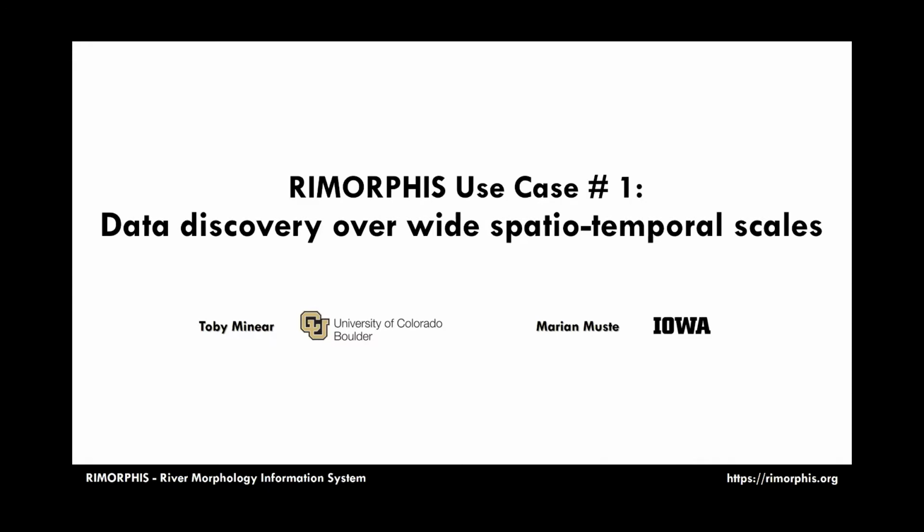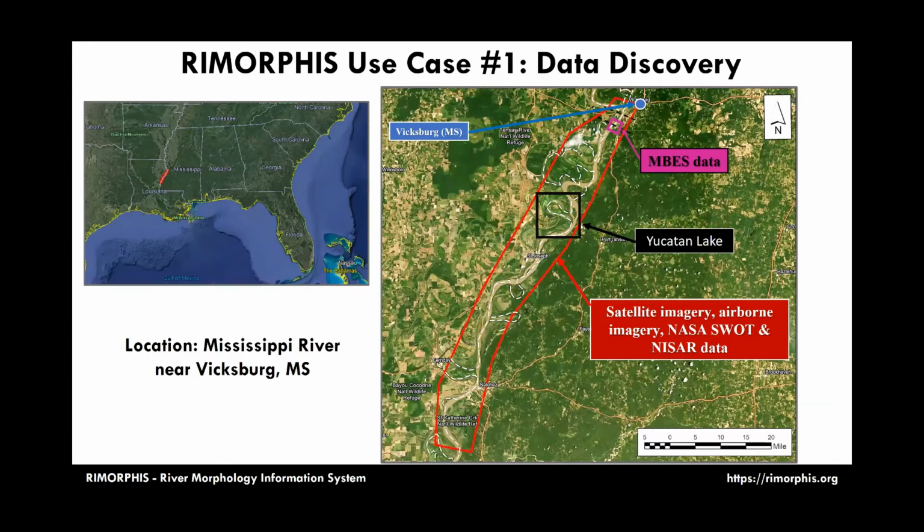Yeah. Sounds great. All right, so we'll be talking about data discovery over wide spatiotemporal scales for this first use case. Next slide, please. The first data discovery use case that we've talked about using is the lower Mississippi River. The main reason for choosing it is it has a bunch of different types of data that we know of and we have in hand, so we can use it as this pilot. It stretches essentially from Vicksburg down to Natchez, Mississippi.